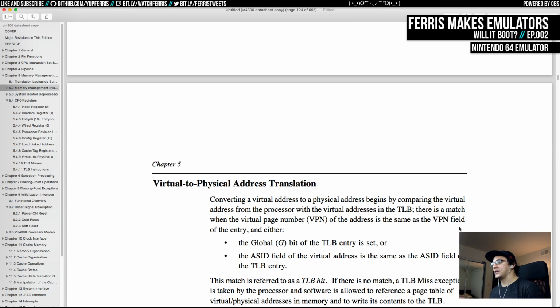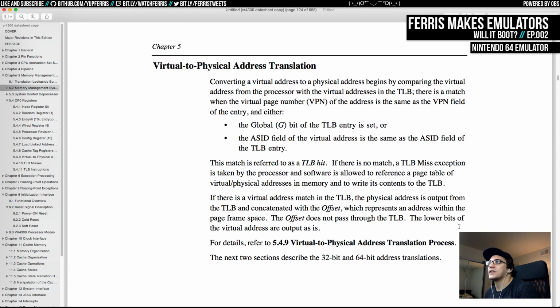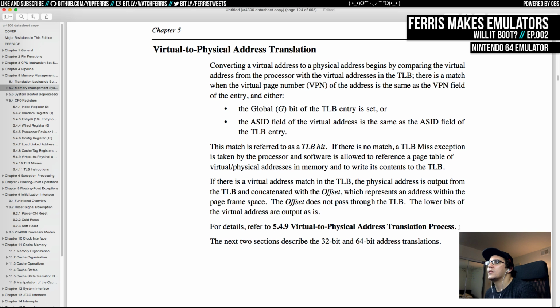A lot of this ends up being a lot to take in, just a lot to read about. Virtual to physical address translation. Converting virtual to physical address begins by comparing the virtual address from the processor with the virtual addresses in the TLB. So again, that's that lookup that we're doing.